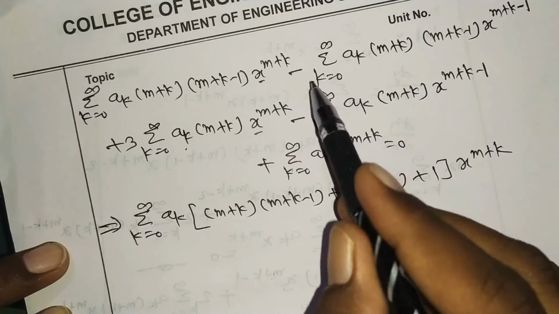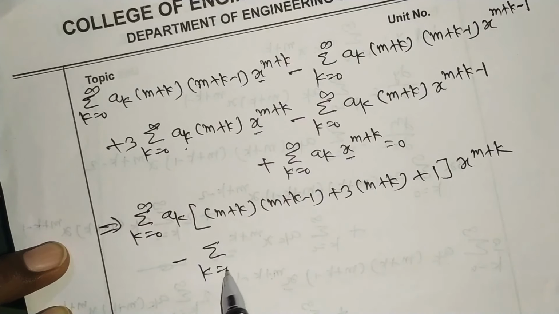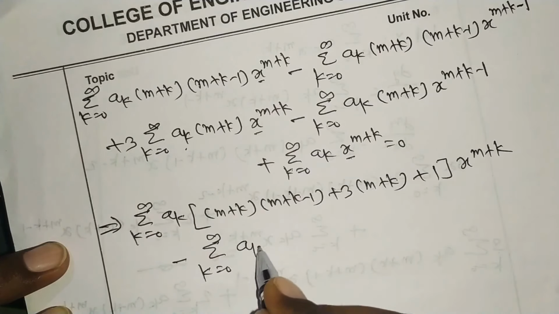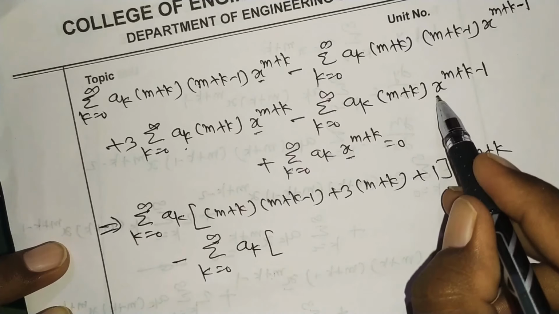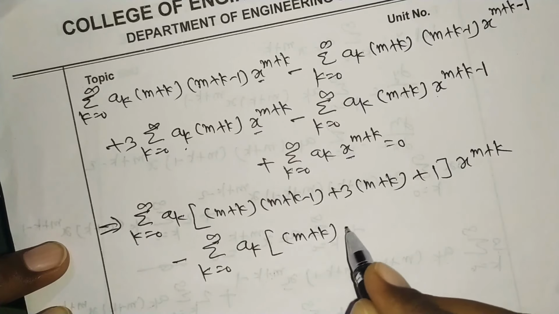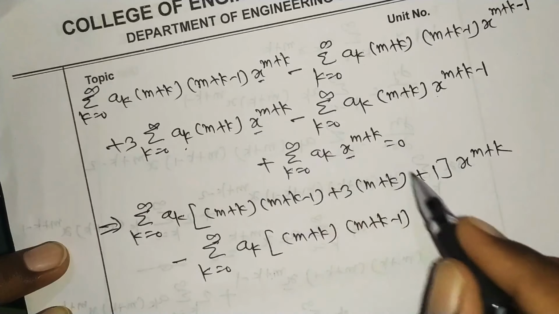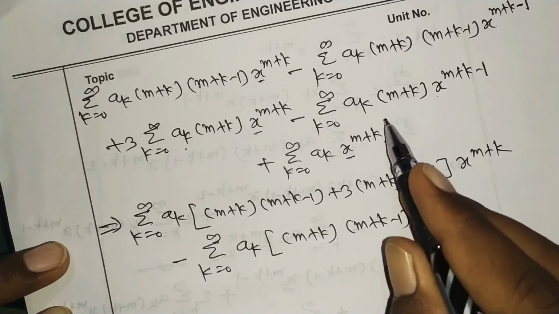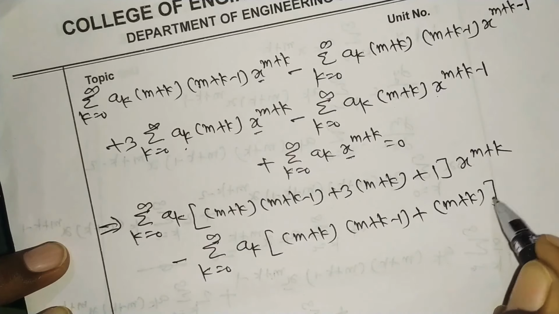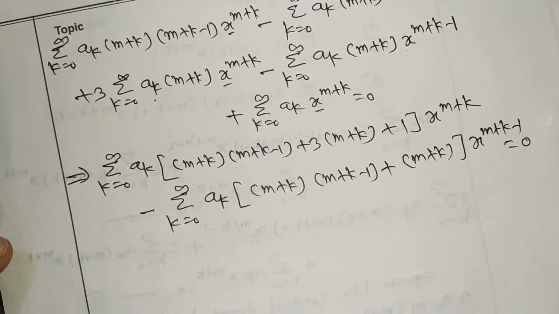Then from the remaining two series, here minus sign, here minus sign, we can take the minus sign common. Summation of k varies from 0 to infinity. Here ak is present, here ak is present, so we can take ak common again. We can also take x raised to m plus k minus 1 common. So in the bracket, m plus k minus 1, and this minus is common here, so plus from this m plus k, into x to the power m plus k minus 1 equal to 0.